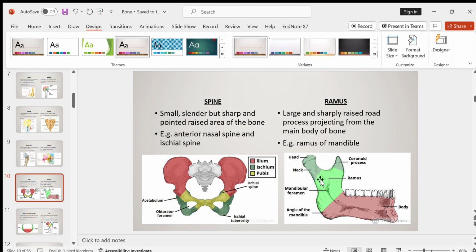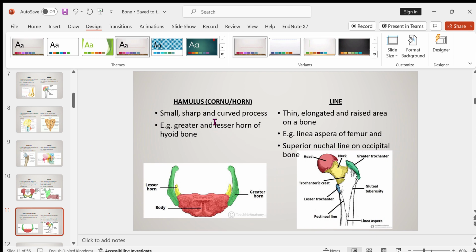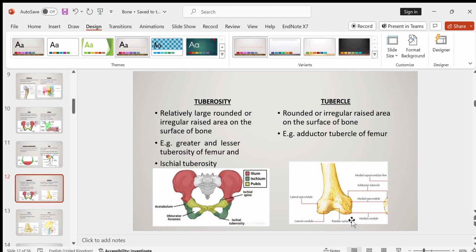Ramus is a broad bar of bone. This bone is the mandible and this green part of the mandible is called the ramus. It is a broad bar of bone. Now, cornu is a horn-like structure. This is the hyoid bone, and this horn-like structure is called the cornu. Line is a marking on the bone to which various muscles are attached. This is the pectineal line on the shaft of the femur.